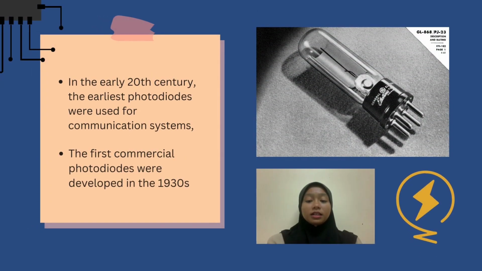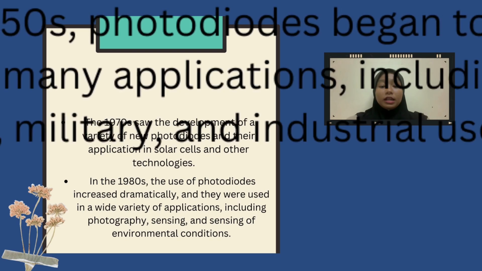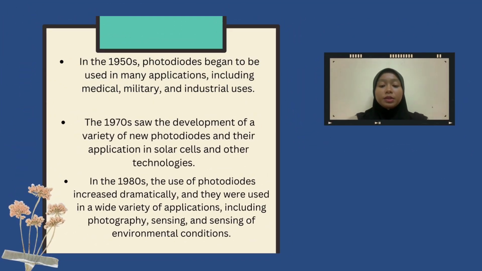Next, this is the timeline of photodiode. Photodiode first came out in the late 90s and the early application of photodiode was as light detectors. Photodiodes were used for communication systems in the early 20th century. In 1930, the first photodiode for commercial use was found. In 1950, it began to be used in medical, military, and industrial fields. A variety of upgraded photodiodes were used in solar cells in 1970.